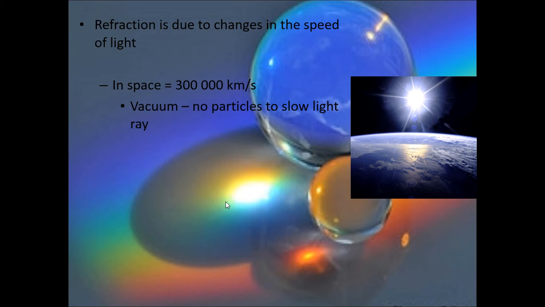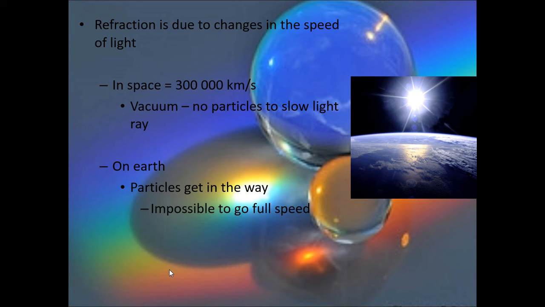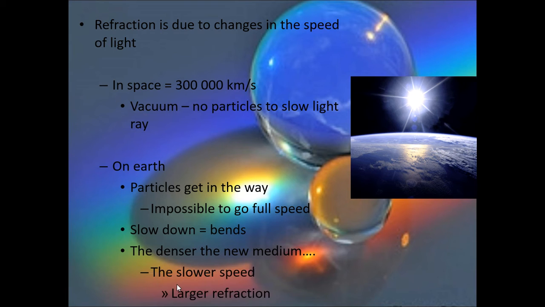It's because when light passes from a vacuum to the Earth's atmosphere, it bends. So instead of just going straight and not hitting you, it still hits you, and that somehow extends the sunset. I hope you can visualize that. On Earth, particles get in the way, so it's impossible to go full speed, and when it slows down, it bends. The denser the new medium, the slower the speed and the larger the refraction. The higher the density of the material, the more it bends.